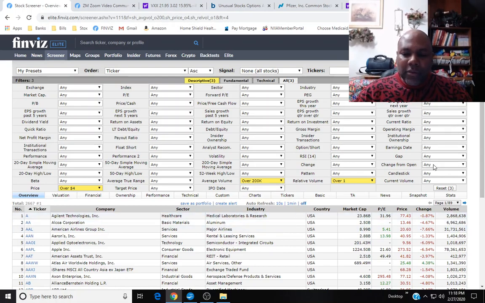Also, you want to go over here to the end of this section where it says change from open.